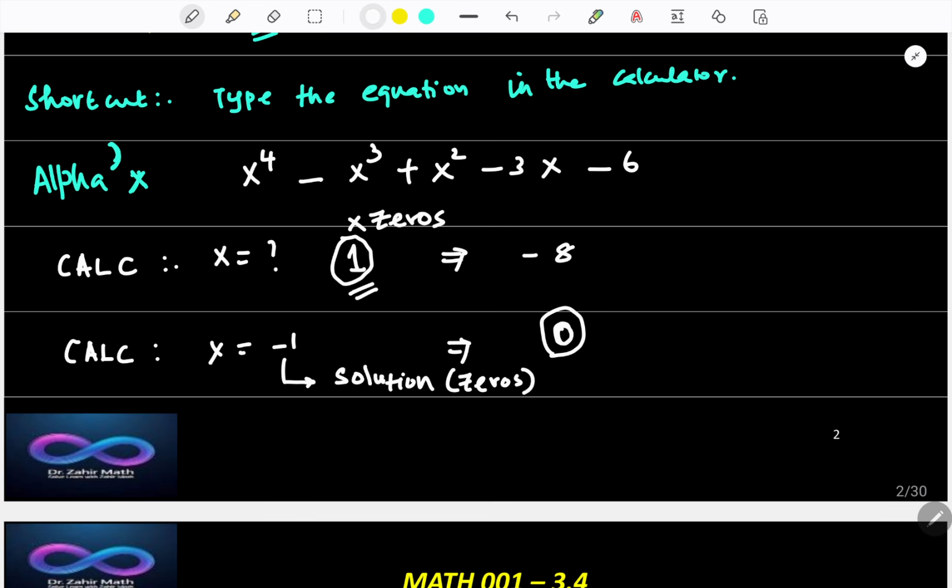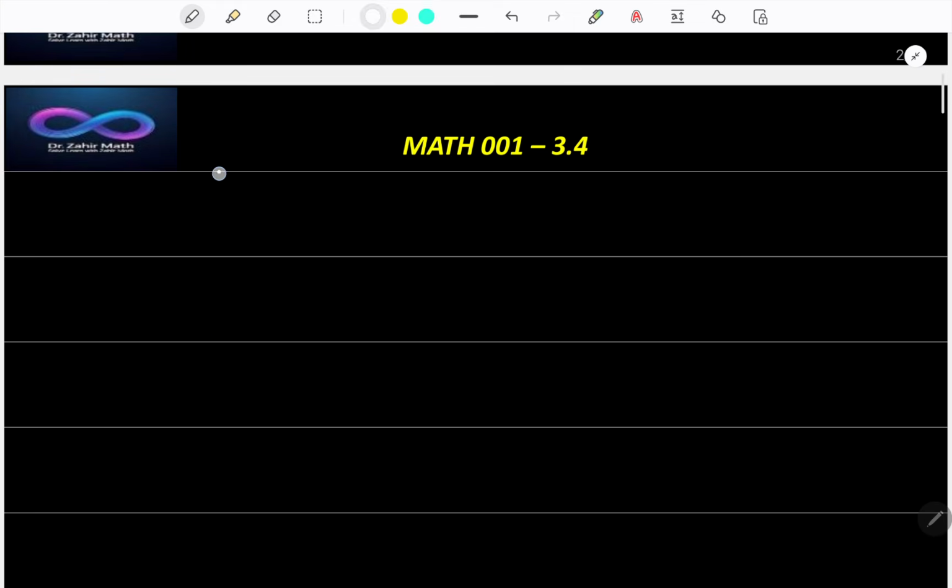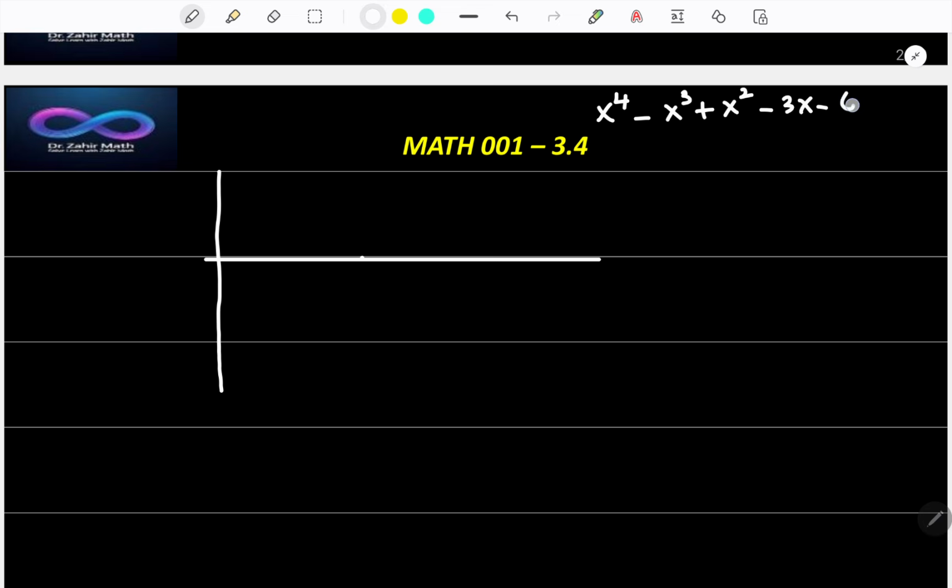So how many times do we have to do this, teacher? No problem. You try plus 1, minus 1, plus 2, minus 2, plus 3, minus 3. Maximum, students, you will get one answer that will be 0 among these values. Okay, right. So we got x equals minus 1. Now I'm going for synthetic division. Okay, everybody, let's go for synthetic division. So what you need to do? How to do synthetic division? You have x power 4 minus x cube plus x square minus 3x minus 6.